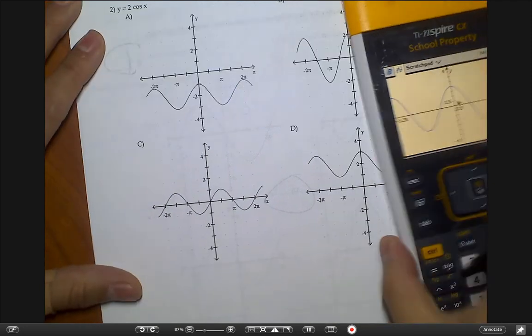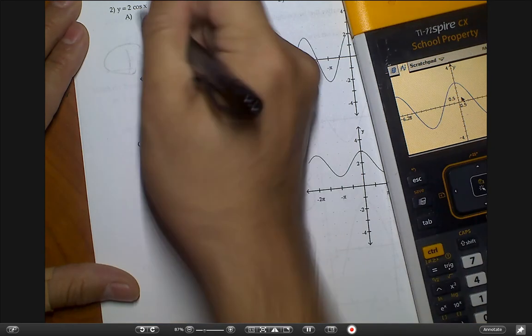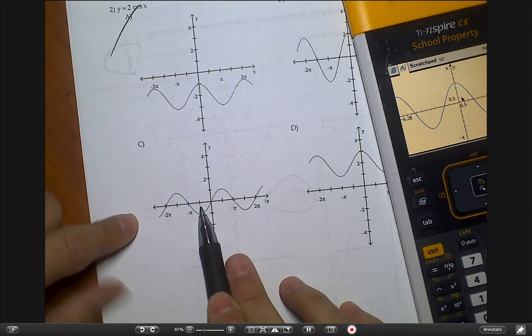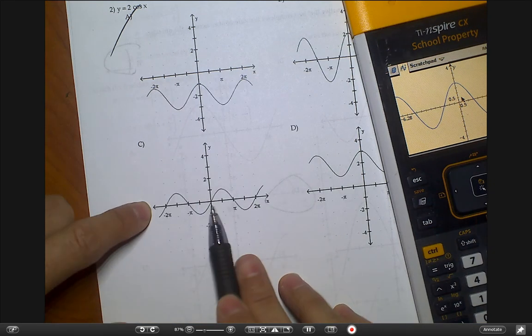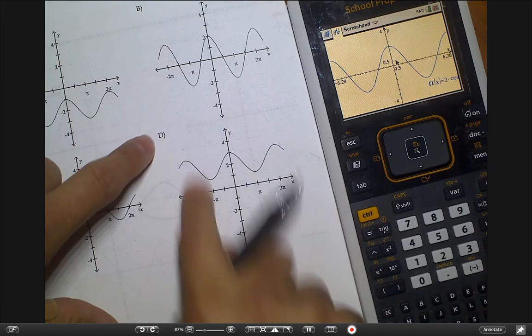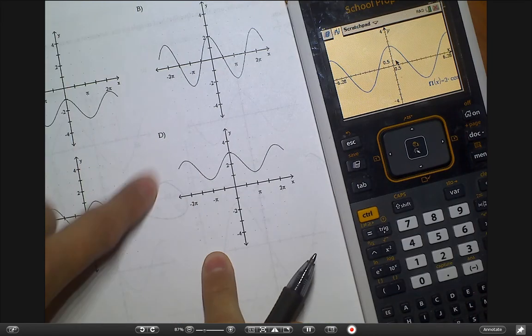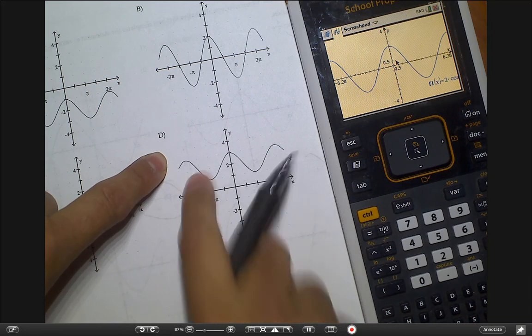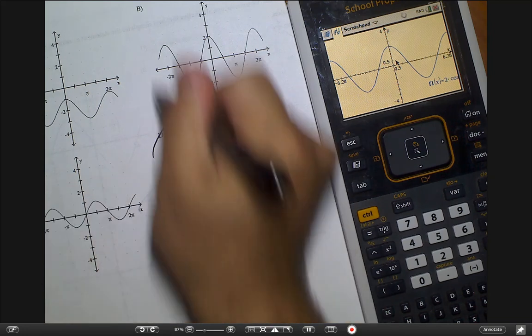So I know I could get rid of A. It's down too low. C, okay, it's intersecting the y-axis at the wrong spot. Now, is it D or B? D, if you notice, is all shifted up, so it's not that one, so it has to be B.